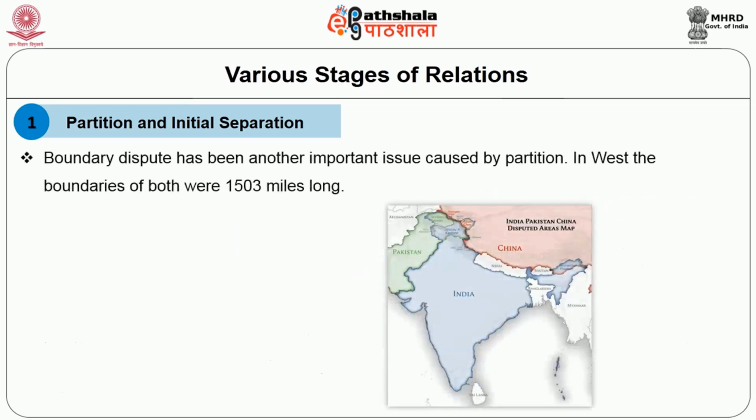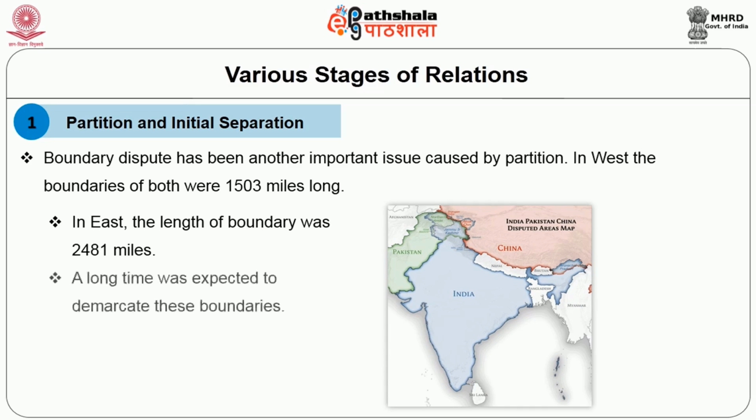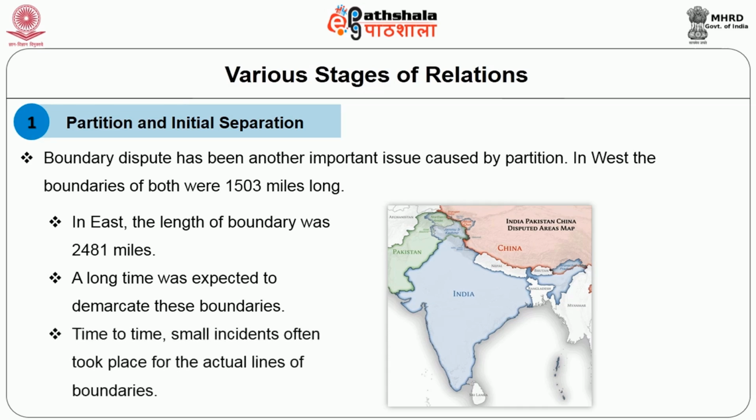Boundary dispute has been another important issue caused by partition. In the West, the boundaries of both were 1503 miles long. In the East, the length of boundary was 2481 miles. Hence, a long time was expected to demarcate these boundaries. That's why, from time to time, small incidents often took place over the actual lines of boundaries.